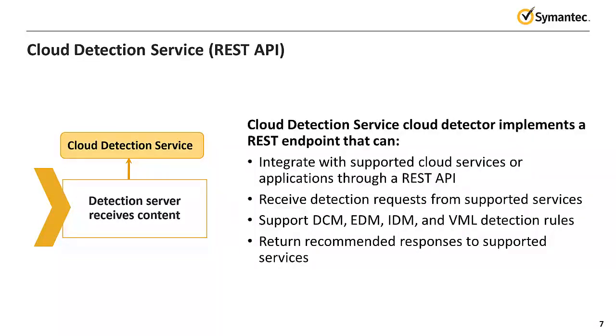Symantec DLP Cloud Detection Service consists of a cloud detector residing in the Symantec Cloud that implements a REST endpoint that integrates with supported cloud services through a REST API. The cloud detector receives detection requests from supported services and analyzes received content against your DLP policies. In terms of policies, Cloud Detection Service supports DCM, EDM, IDM, and VML detection rules, and it can return recommended responses to the requesting service or application. Cloud Detection Service currently supports two services for integration: Symantec CloudSOC and Symantec Web Security Service.